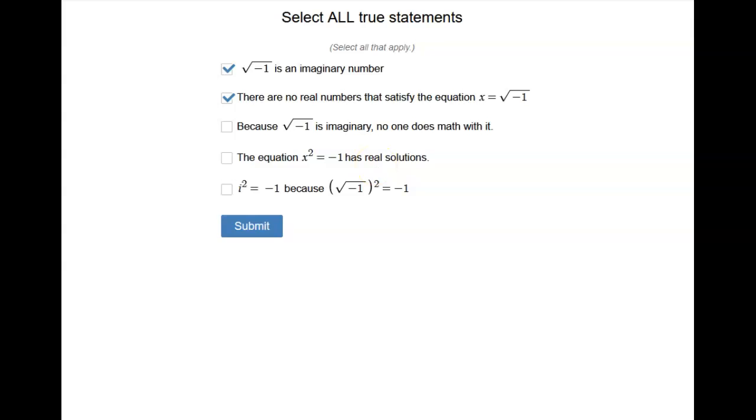The other way that you can think about this is if you take the square root on both sides here, you would get x is equal to square root of -1. And this one says there are no real numbers that satisfy the equation. This is the same thing, just stated in two different ways. i squared equals -1 because the square root of -1 squared is equal to -1. That also is a true statement.